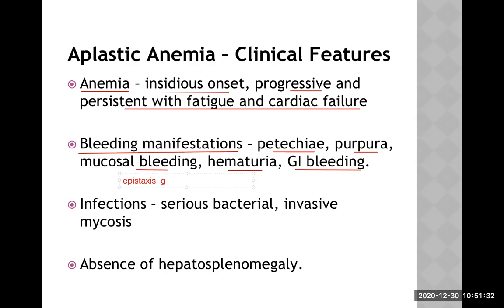Then we can write gum bleeding here. Gum bleeding is also quite common in aplastic anemia. Just like that, any mucosa can develop hemorrhage or bleeding. Hematuria is blood present in the urine, and GI bleeding may manifest as hematemesis and melena, or even hematochezia. These are the three terms.